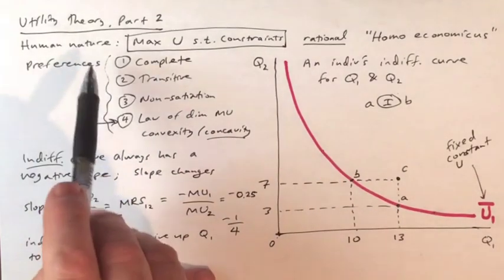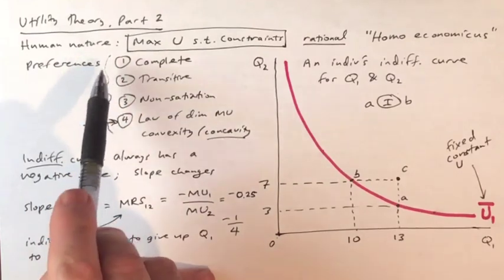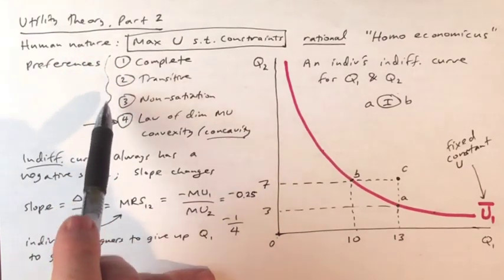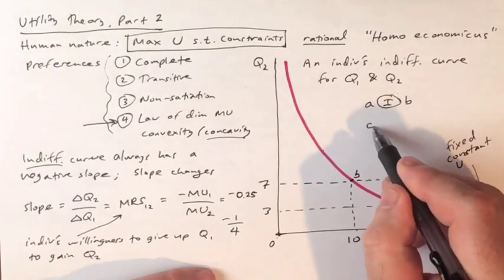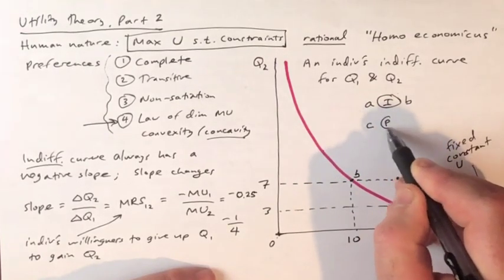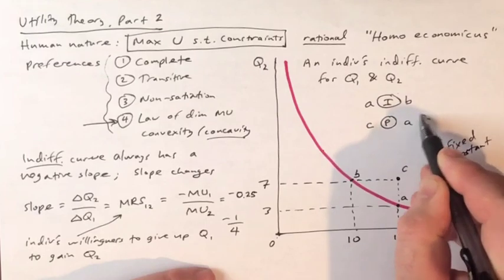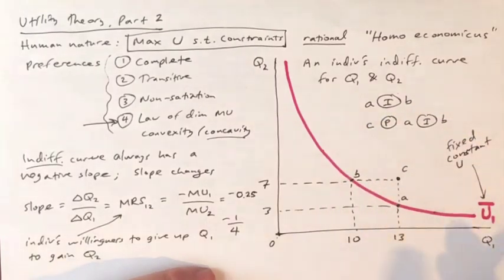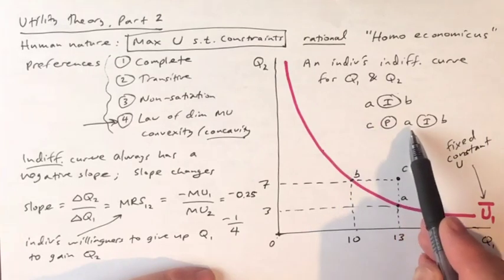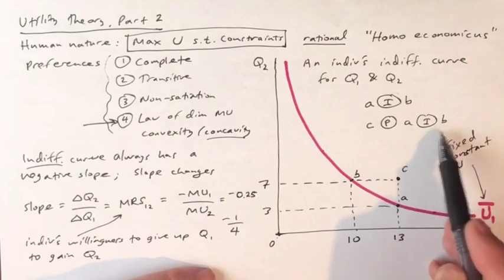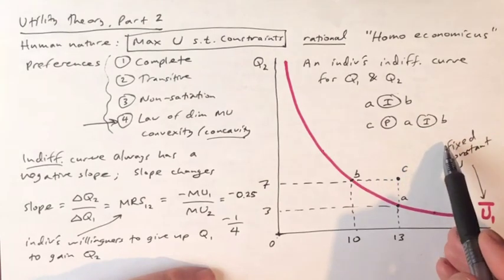Again, by the nature of what we assumed, okay? We assumed complete preferences, transitive, non-satiation, and the rest. It must be the case here that C is preferred to either A or B, right? It must be the case, right? That's the transitive property, okay? If C is preferred to A, then C also must be preferred to B because these two are indifferent. You're indifferent between the two, right?